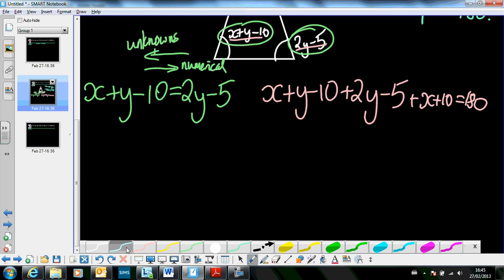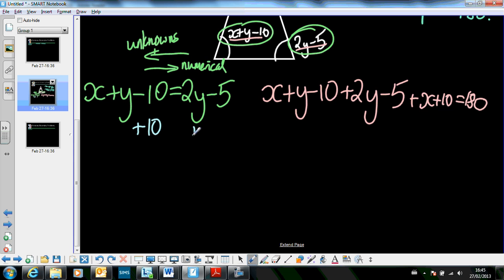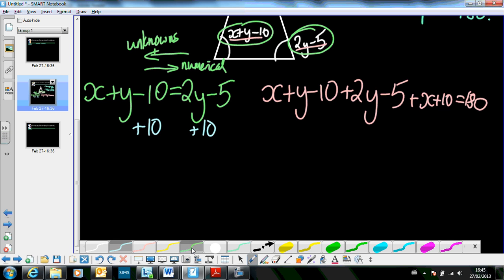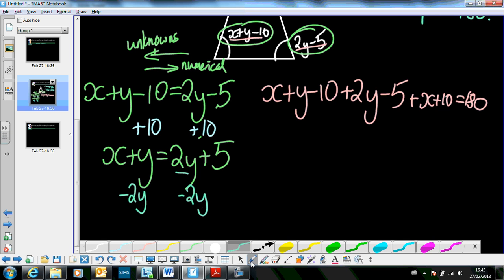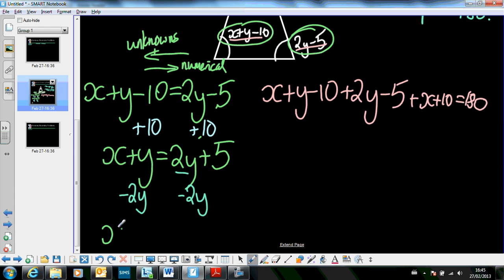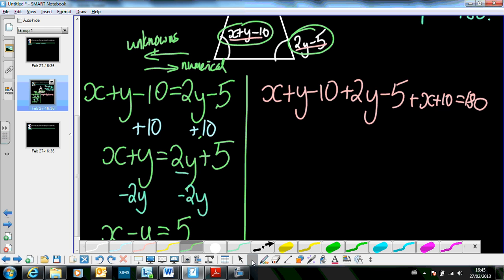So first, let's get rid of the 10. Let's add 10 to both sides, so that the numerical part of the green equation is gone. I'm left with x plus y on the right is equal to 2y minus 5 plus 10 makes plus 5. And then let's lose the 2y from the right. So take away 2y from both sides. And I'm left with the equation x minus y, because 1y take away 2y is negative y, on the left, and just 5 on the right. So that's the green equation all sorted.